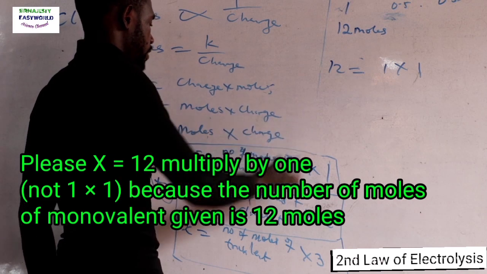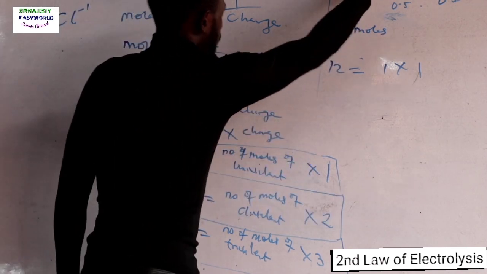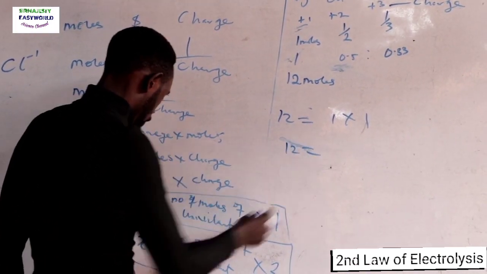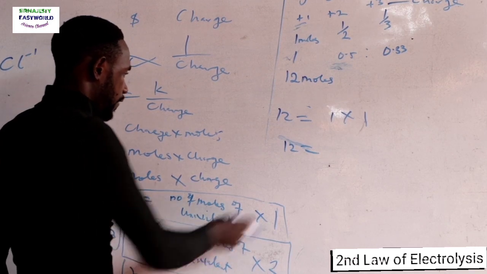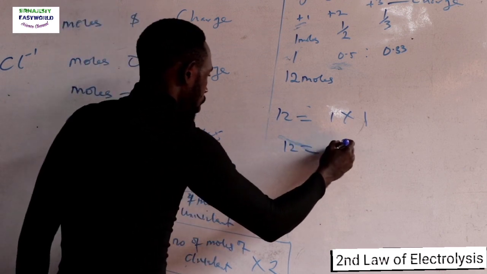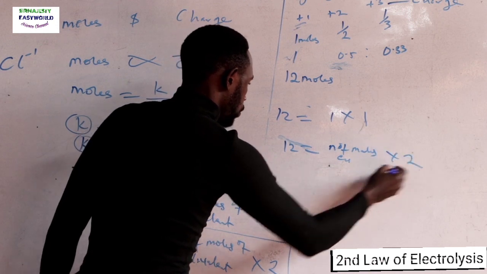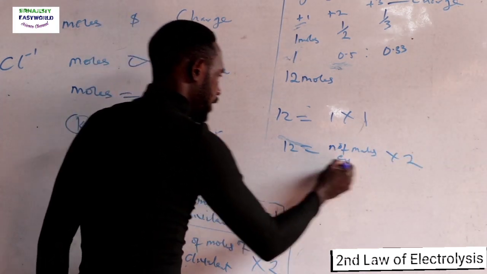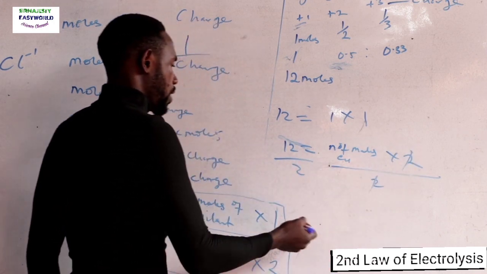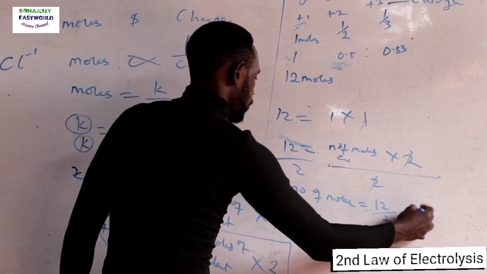It's usually for the monovalent. So you now put the same 12 here because X is a constant. And we are looking for copper. What do you do? You just say the same 12 is equal to the number of moles of the divalent. That's what we are looking for. If you don't know the number of moles of this, it means the number of moles of copper times 2. Make this one the subject of the formula. Divide both sides by 2. So what do we have? The number of moles of copper is equal to 12 over 2, which is 6.